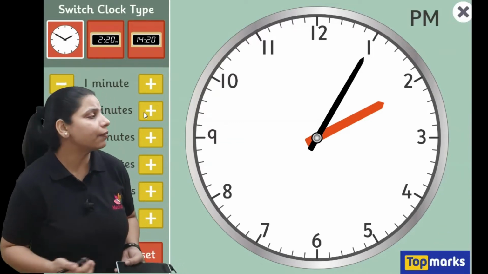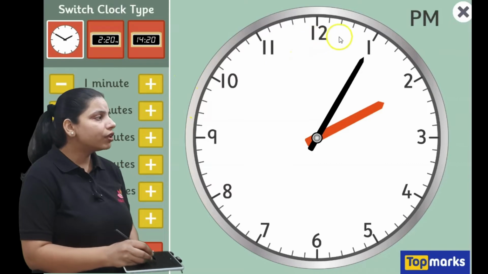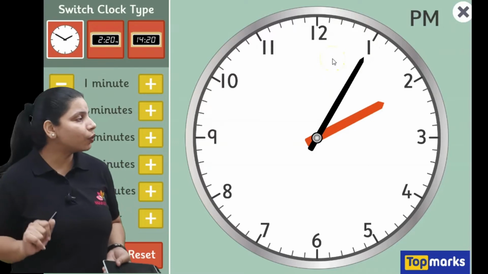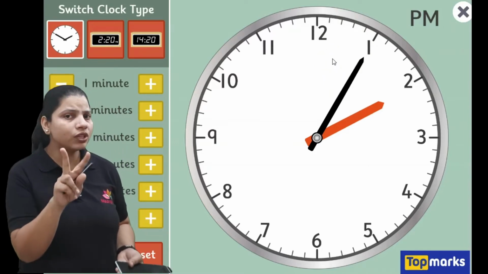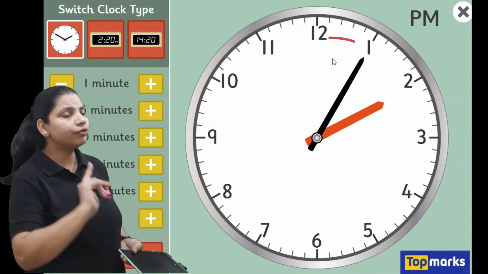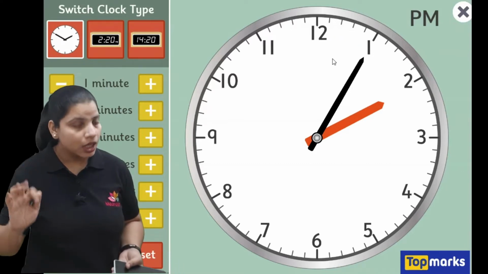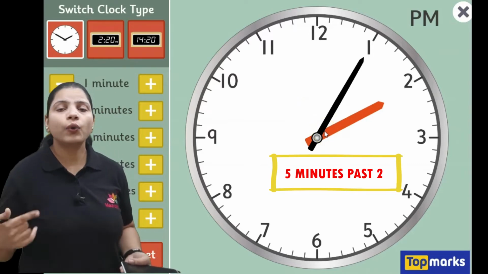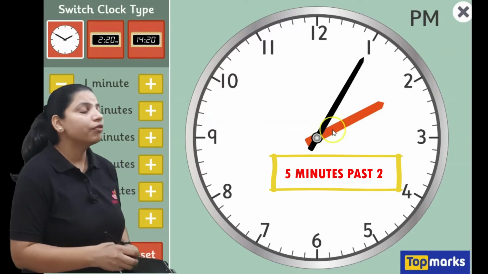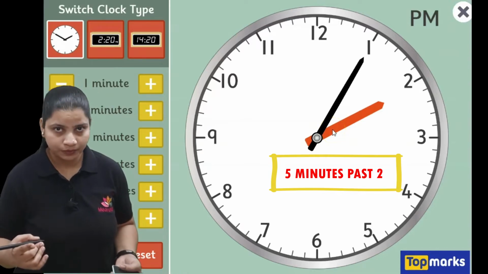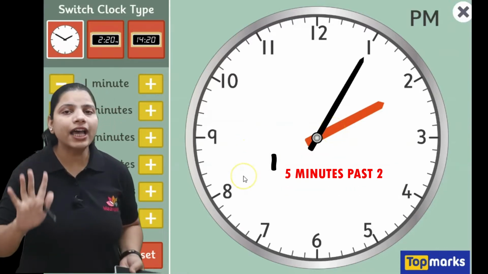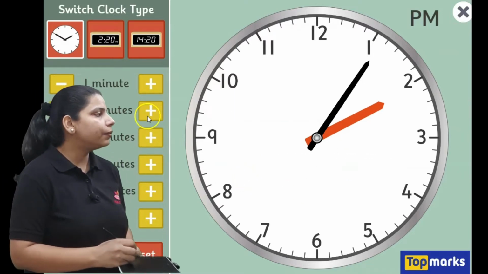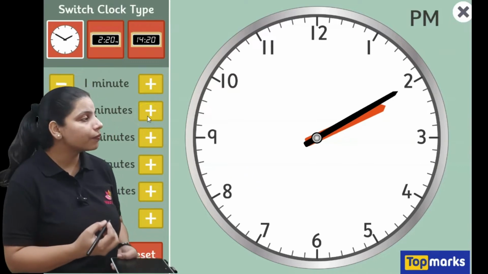How do we write time? Tell me, from 12 to 1, how many minutes have passed? 5 minutes. We know that every gap between two numbers is 5 minutes. From 12 to 1, it's a 5-minute gap. So 5 minutes passed, then where is our hour hand? 5 minutes past 2.